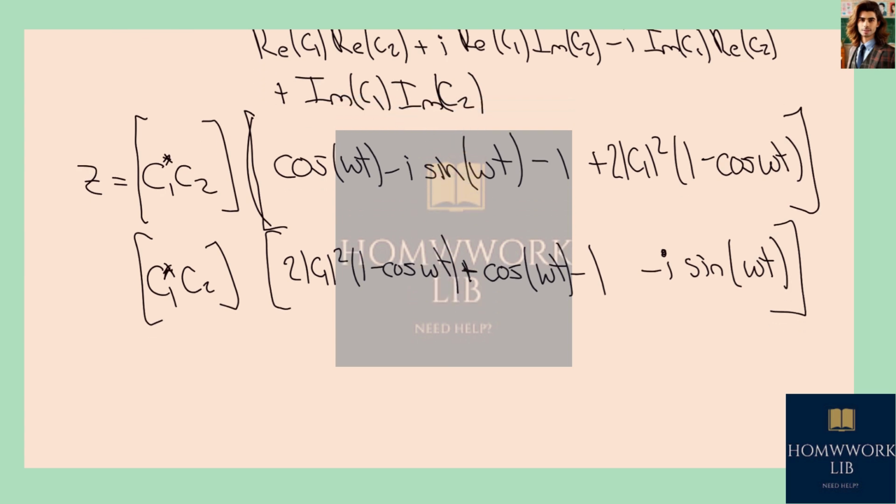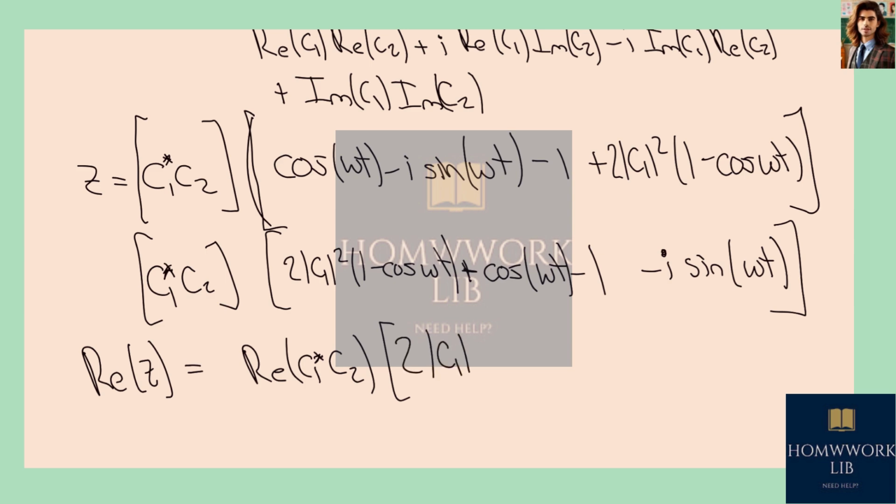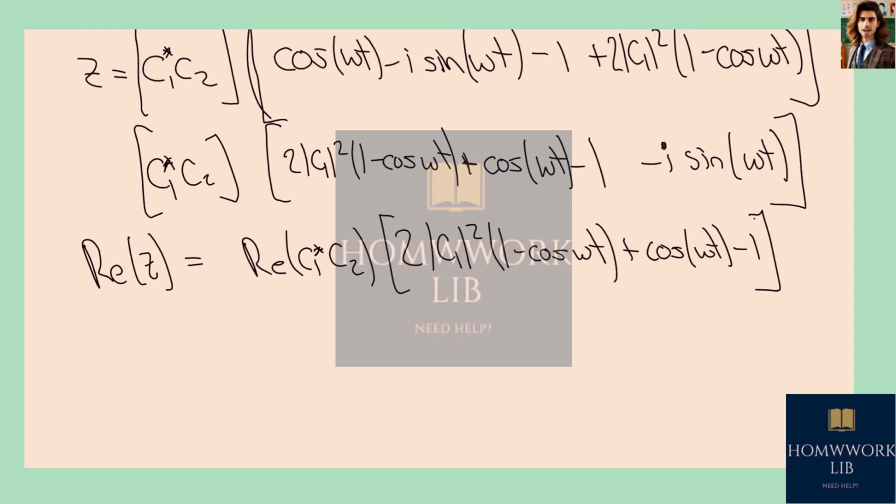And now when we want to take the real part of set, this is going to be equal to the real part of the product C1 conjugate C2 multiplied by the real part of the factor that we have over here, which is 2 times C1 squared 1 minus cosine of omega t plus cosine of omega t minus 1, plus the imaginary part of C1 conjugate C2 times sine of omega t.